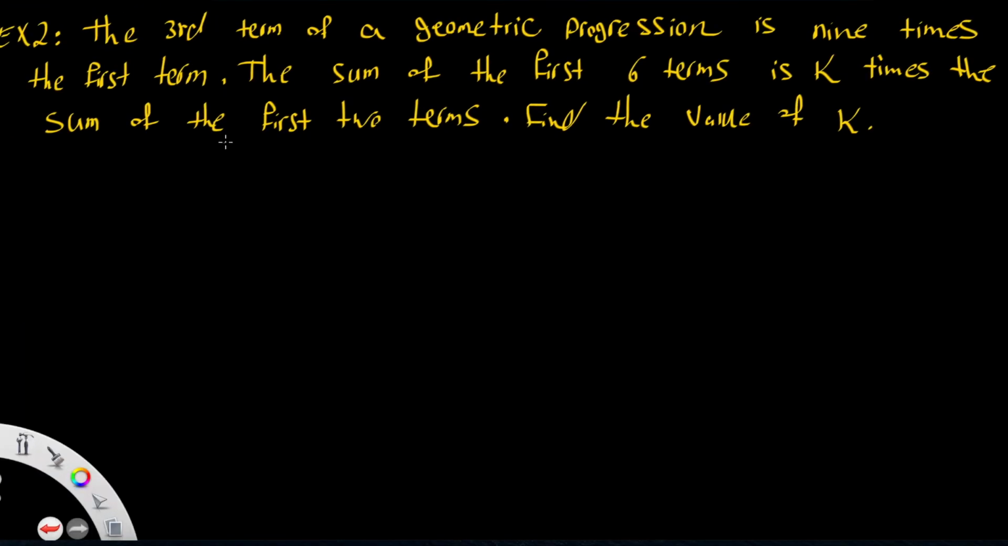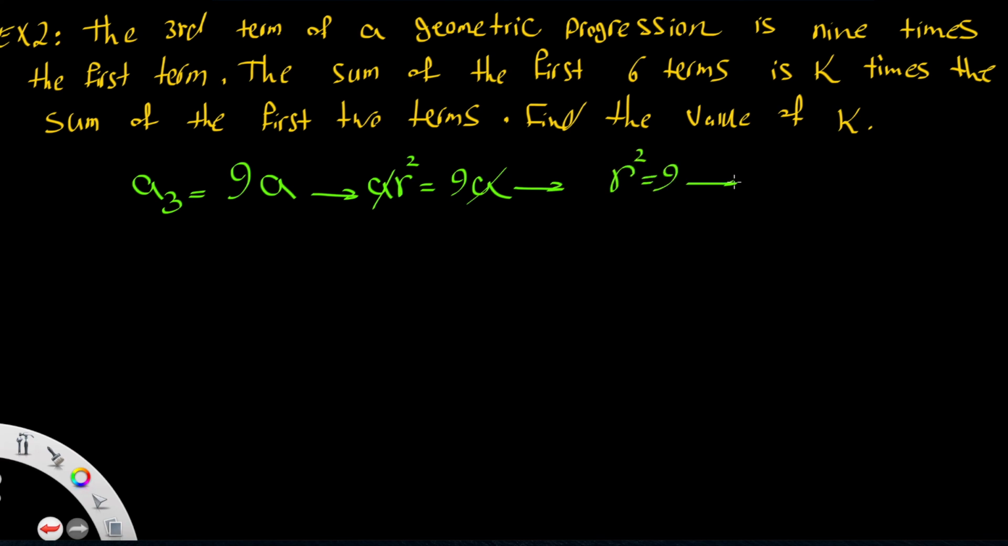Second example: the third term of a geometric progression is 9 times the first term. The sum of the first 6 terms is k times the sum of the first 2 terms. Find the value of k. As you see, a3 is 9 times the first term, so it will be 9a. We know that a3 is a r squared, which is equal to 9a. Cancelling out a from both sides, r squared will be 9, giving you an answer of positive or negative 3 as the common ratio r.